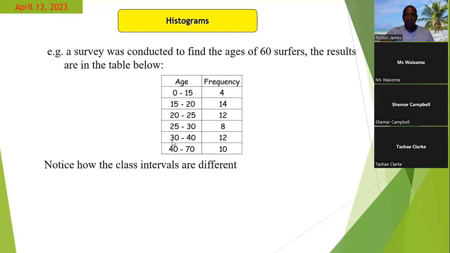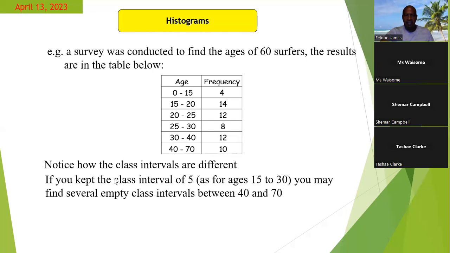Between 30 and 40, the difference would be 10. Between 25 and 30, the difference would be 5. 20 and 25, the difference is 5. 15 and 20, the difference is 5. 0 and 15, however, the difference would be 15. From 40 to 70, that would be a difference of 30. So you see, the classes 40 to 70 and 0 to 15 have different class intervals in terms of their difference.